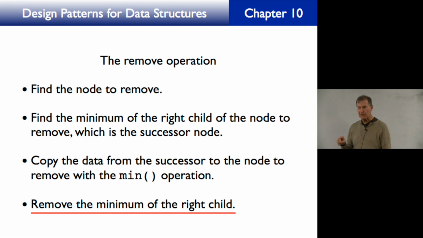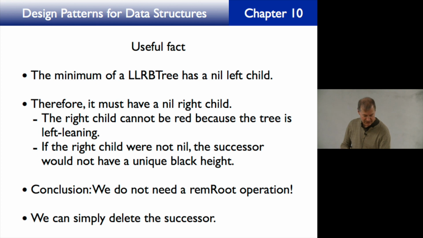So what we're going to start with now is we're going to look at the code bottom up. The first thing we're going to look at is removing the minimum of the right child. In other words, how do you remove the minimum of an arbitrary subtree? That's what we will address first.